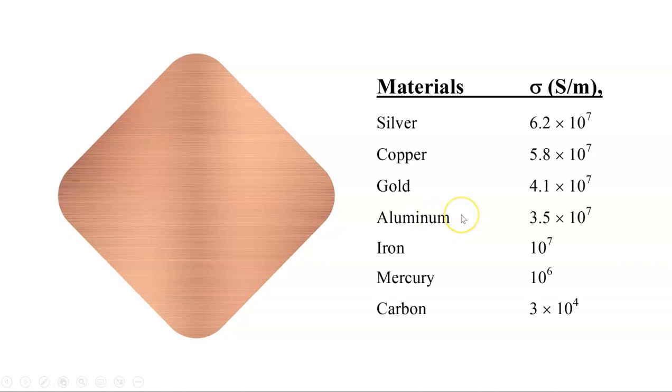These are examples of conductors. The first one is silver, with a conductivity of 6.2 times 10 to the power of 7 Siemens per meter, followed by copper with 5.8 times 10 to the power of 7. Usually we use copper in most cases, because copper is much cheaper compared to silver. Then followed by gold, aluminium, iron, mercury, and finally carbon.